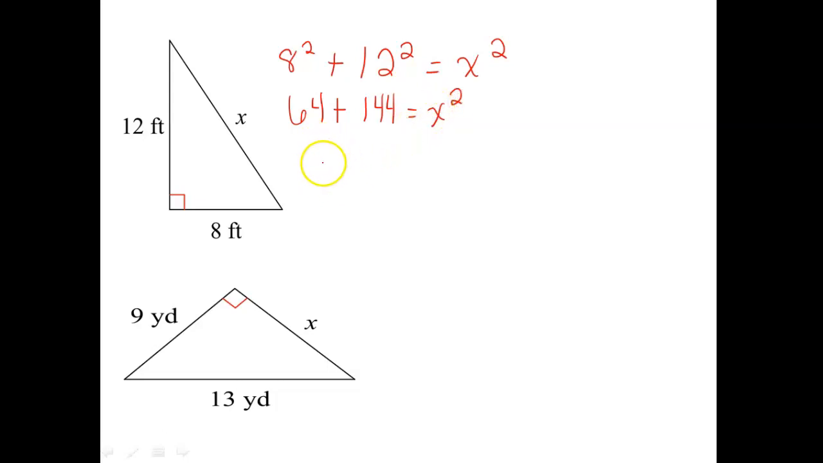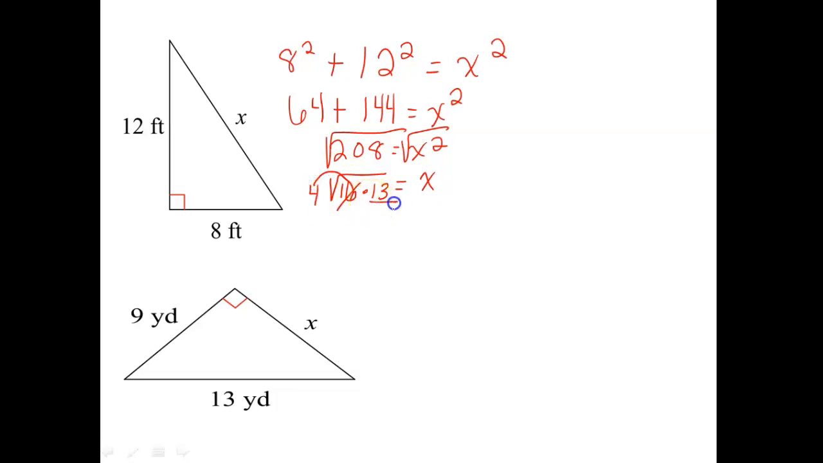144 plus 64 is 208. All right, we're trying to get x by itself, so you're going to take the square root of both sides. The square root of x squared is x. And the square root of 208 is not a perfect square, but there is a perfect square that goes into 208. If you don't have a calculator that will do it for you, you already know how to do it. The largest perfect square that goes into 208 is 16. 16 times 13, actually.